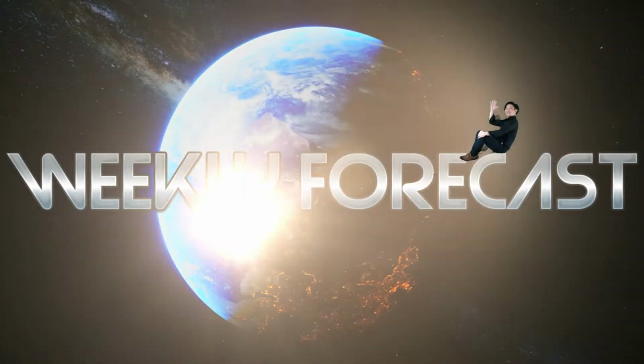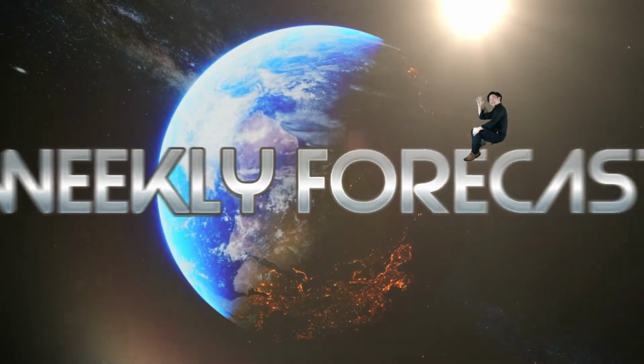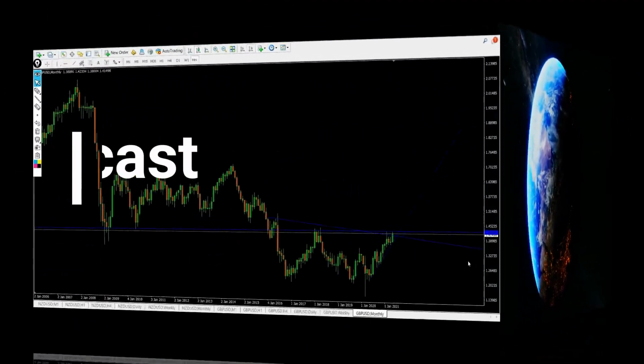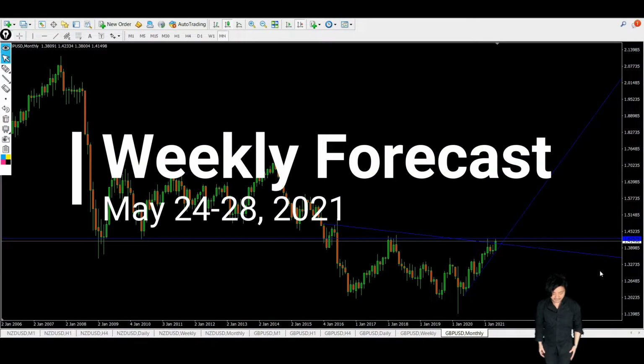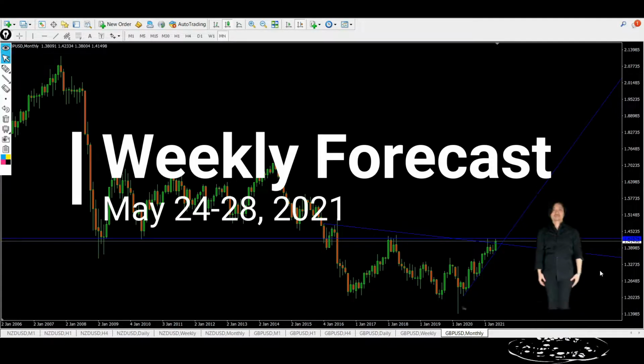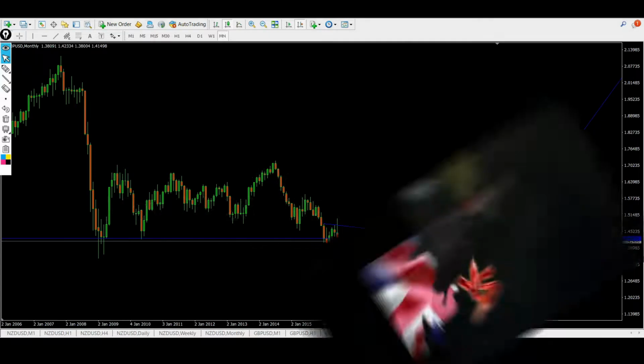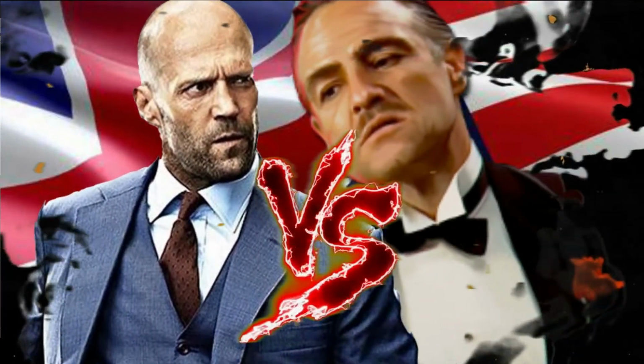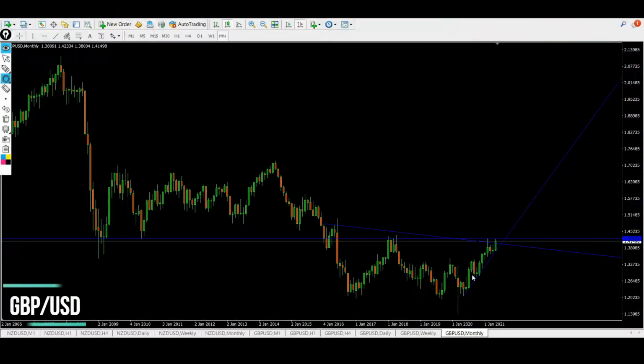Weekly Forecast. Hey guys, this is the weekly forecast for May 24th through the 28th of 2021. Alright, we'll start off with the pound dollar. This is a monthly chart. We'll start off with an overview.